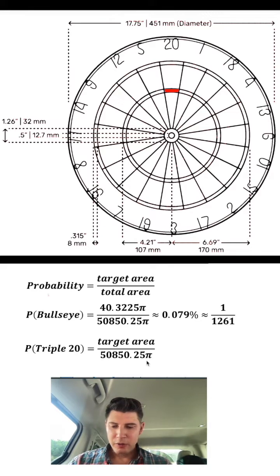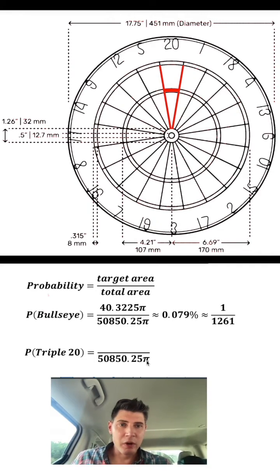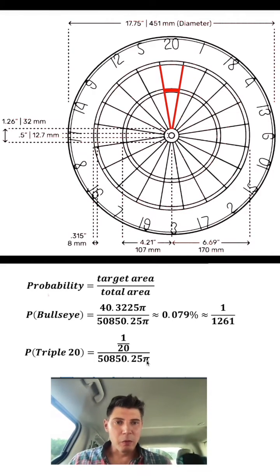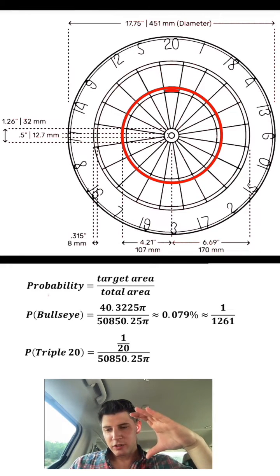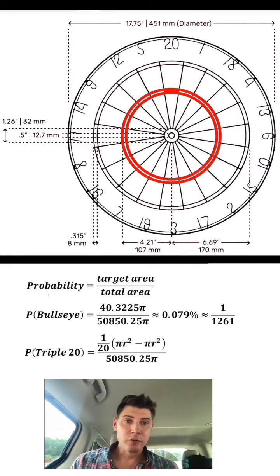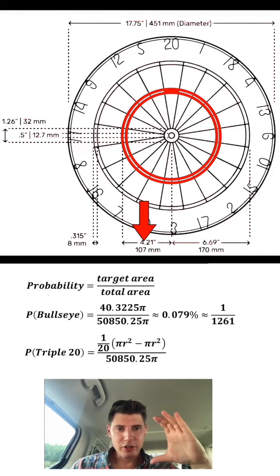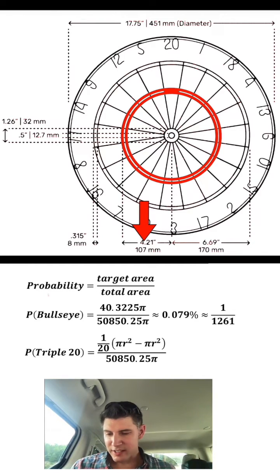So now for the triple 20, that slice out of it is 1/20th of the entire circle. We're going to multiply it by 1/20th. It's going to be this larger circle minus the smaller circle. So the formula is going to look like this right here. For the larger circle, it tells us the radius here is 107 millimeters. So we'll plug that in for the r right here.